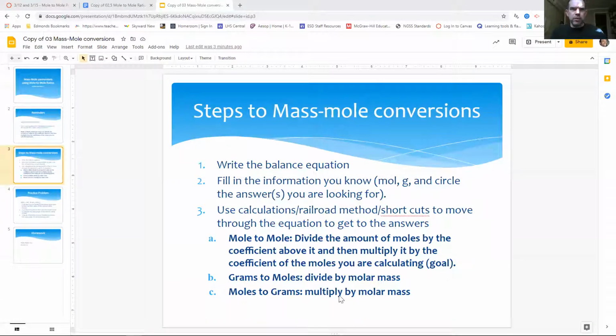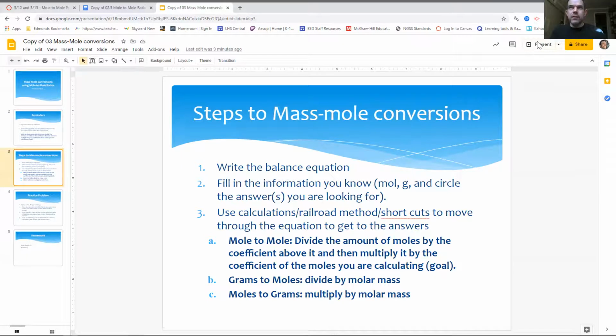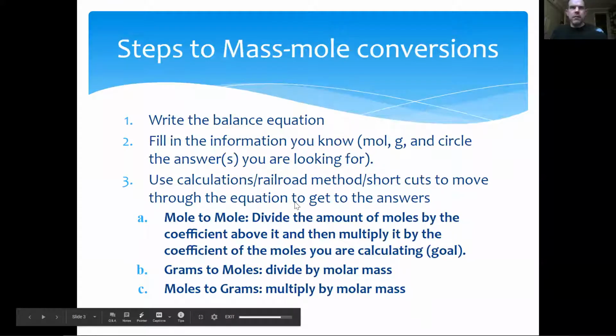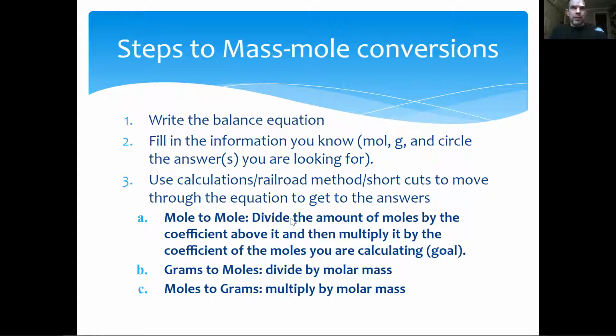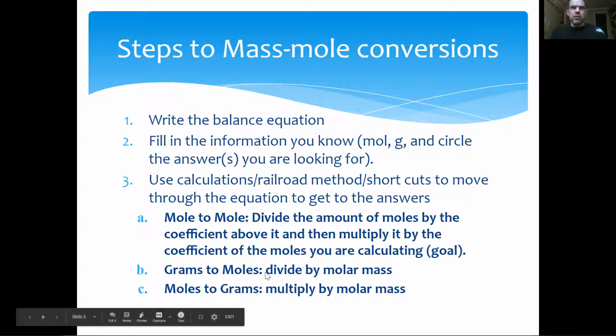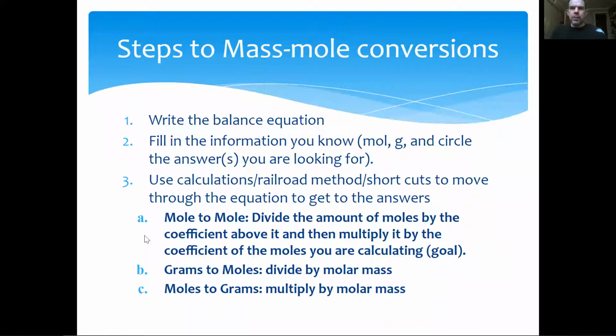First thing I'm going to share with you is the notes you should really write down. This is all of the stuff. If you write down the stuff in bold, that is the stuff that we'll be using. The rest of it's good too, but the stuff in bold is the key. So mole to mole, and I'm going to repeat this later, is you divide the amount of moles by the coefficient above it, and then you multiply by the coefficient of the moles you're calculating, which is the goal. In grams to moles, you divide by molar mass, and moles to grams, you multiply by molar mass. So that's how that is. I'm going to move on, but you should go ahead and pause and write this down if you haven't had a chance to do that yet.